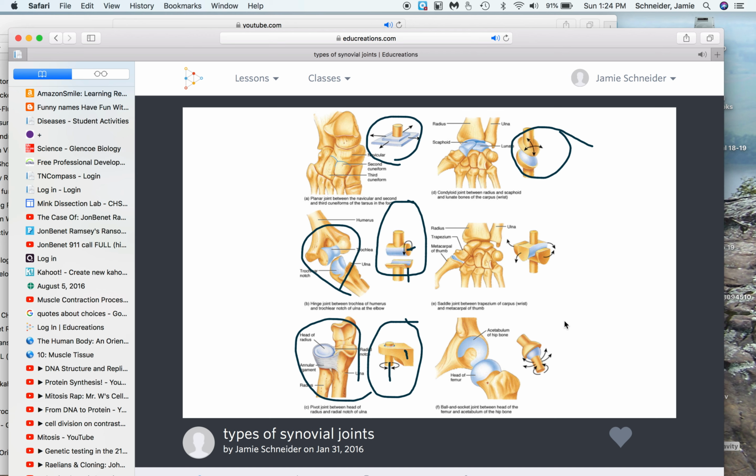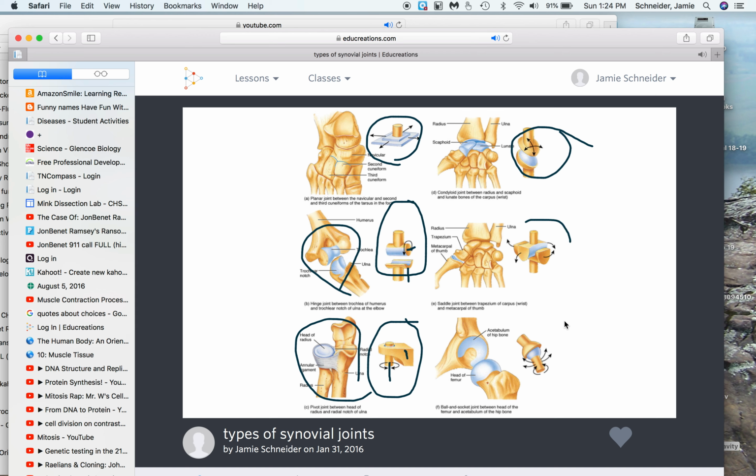An example of this is the metacarpophalangeal joint, which is the first knuckle joint, meeting the metacarpal with the first phalange, or the most proximal phalange. Then you also have the radiocarpal joint, where the radius meets the carpals.